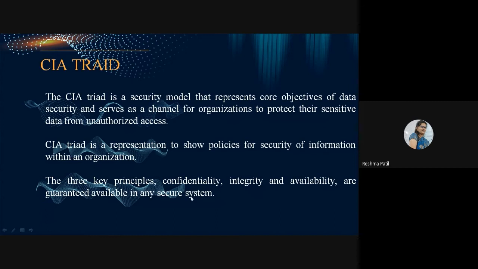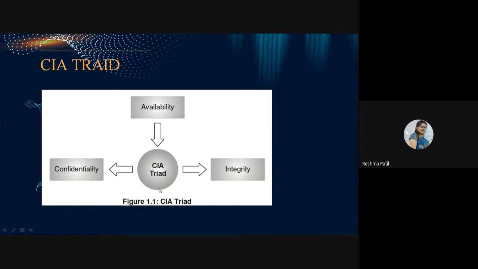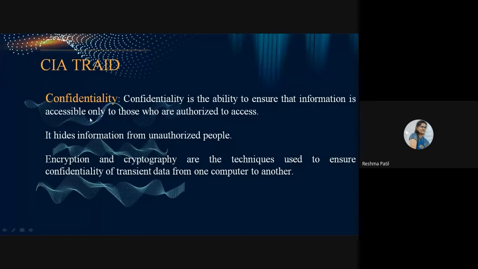So if these 3 points are guaranteed available, then you can say that your system is secure. This is the diagram. CIA triad: confidentiality, availability, integrity. First, we will see confidentiality. Confidentiality is the ability to ensure that information is accessible only to those who are authorized to access. We have already seen this concept, but here we will check the definition part as well as example.